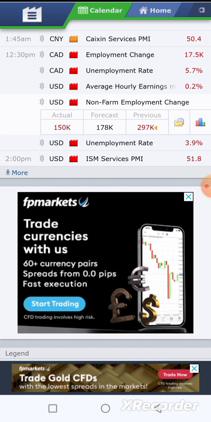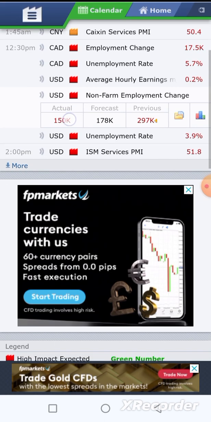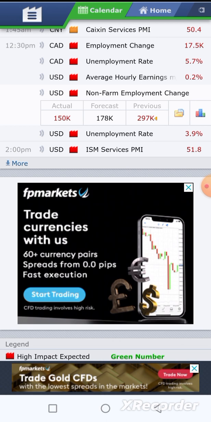So it means that today, against all the currencies that the US dollar is paired with, the US dollar should fall because the actual is worse over here. Let's see. So now let us see the strategy that we are going to use.